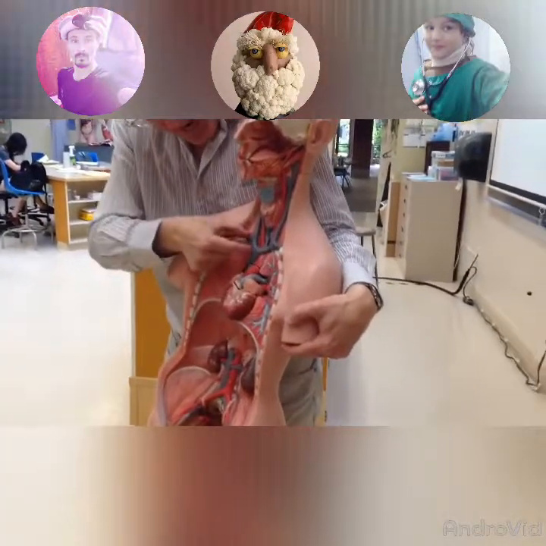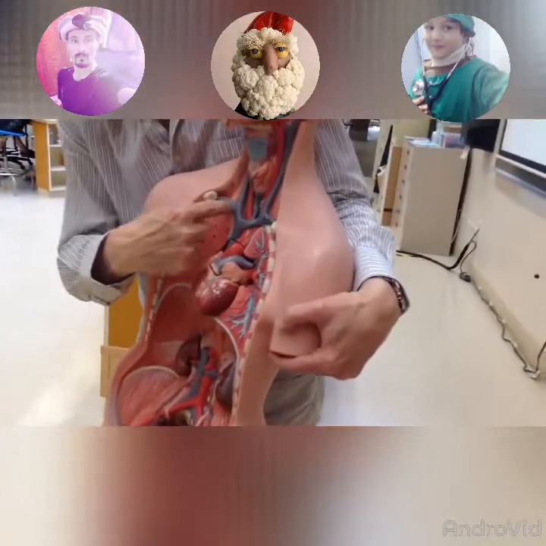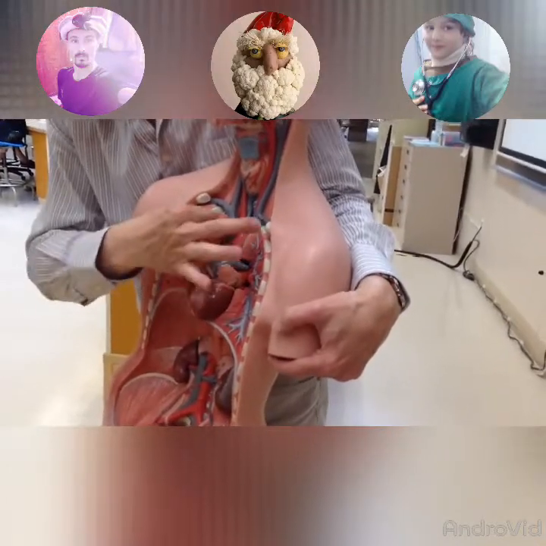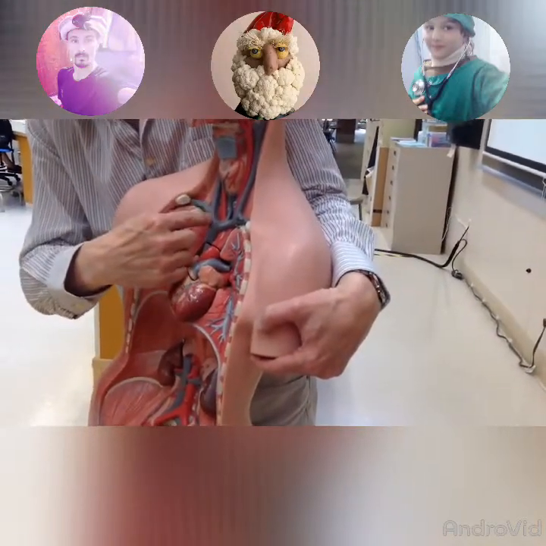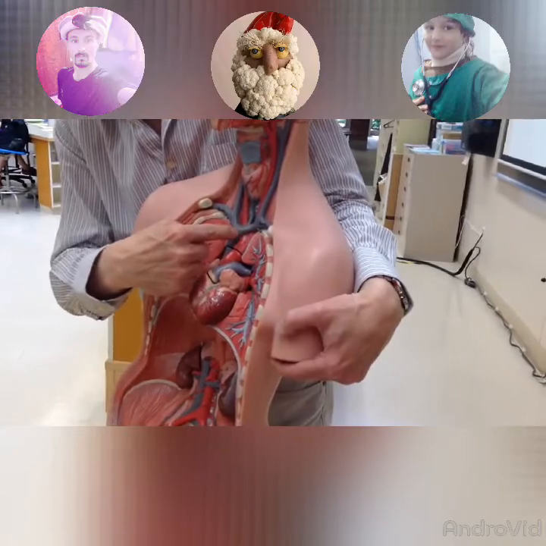But here you can see that, yes, this is a little bit shorter than that, but it definitely makes more of a Y. Here's the superior vena cava, and there's the right and left brachiocephalic veins.